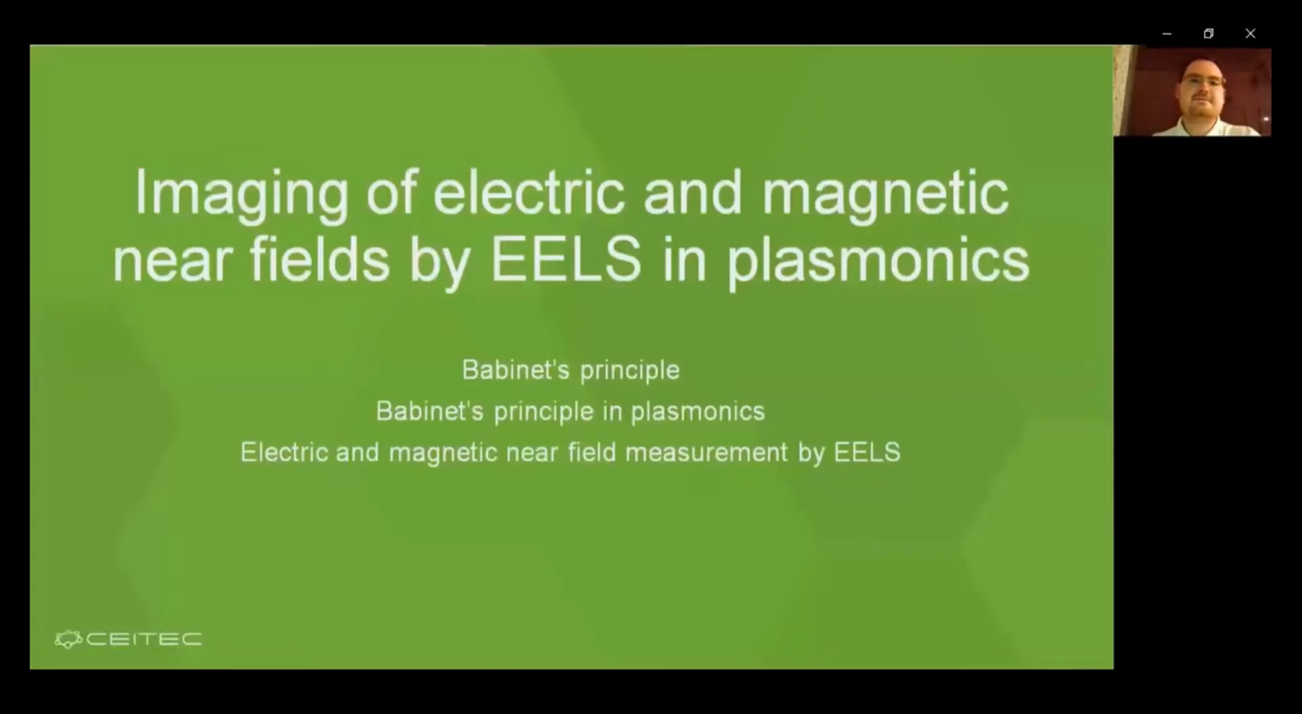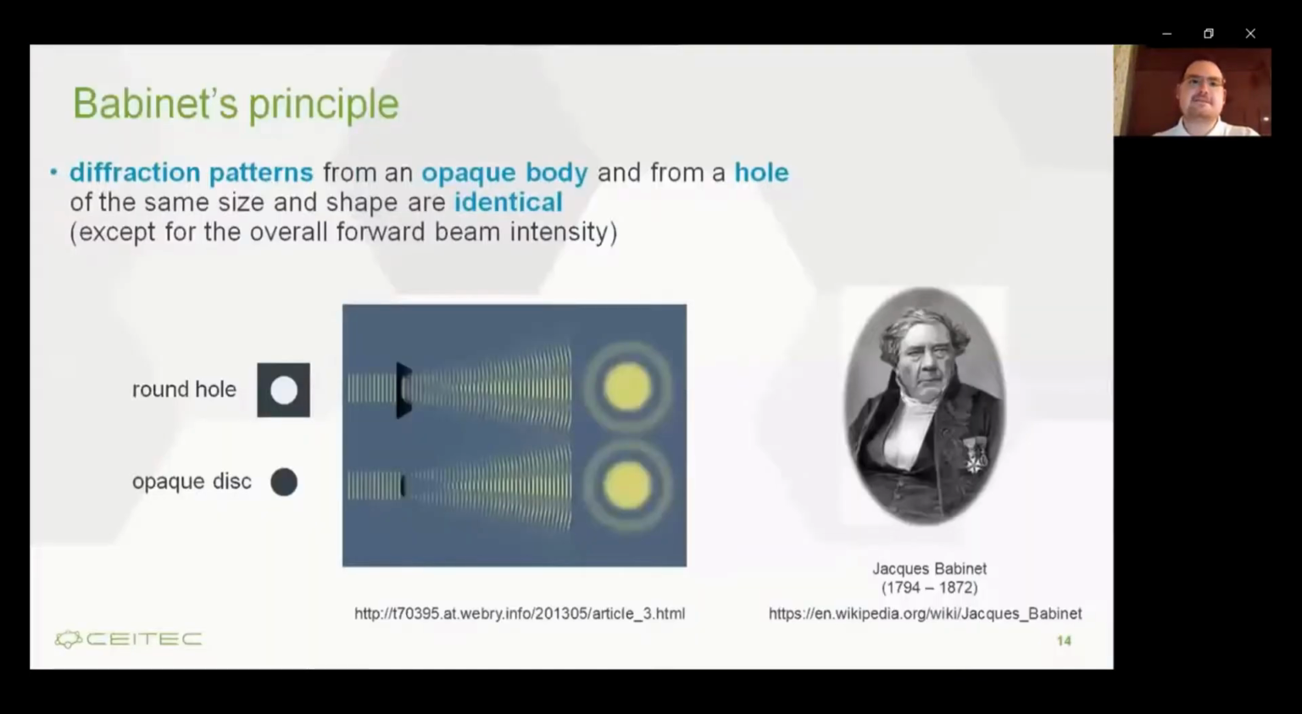Now let's move to the final part of my presentation, which deals with imaging of electric and magnetic near fields by EELS in plasmonics. So let's start with Babinet's principle, which comes from the theory of optics and diffraction, and originally it says that diffraction patterns from an opaque body and from a hole of the same size and shape are identical, except for the overall forward beam intensity. This principle was formulated by Jacques Babinet in the 19th century.